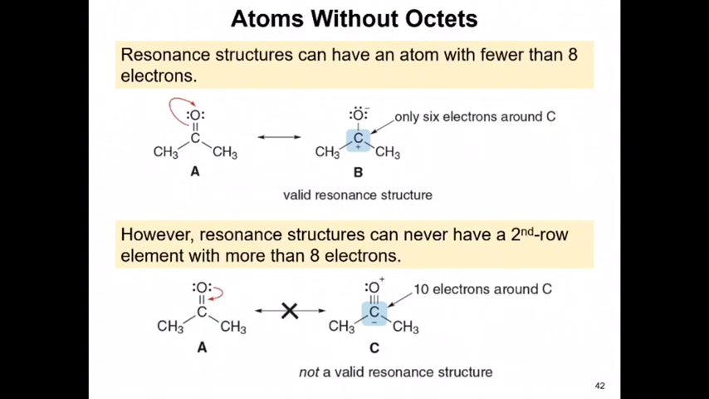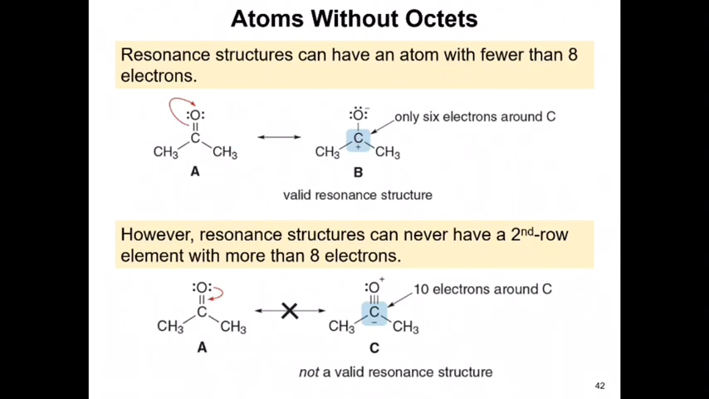Some resonance structures, however, can have an incomplete octet. This is the structure of acetone, and as you can see, moving this pair of bonding electrons to the oxygen results in the formation of a positive charge on the carbon and a negative charge on the oxygen, as shown here. Looking at this carbon in structure B, it only has a total of 6 electrons, but this counts as a valid resonance structure.